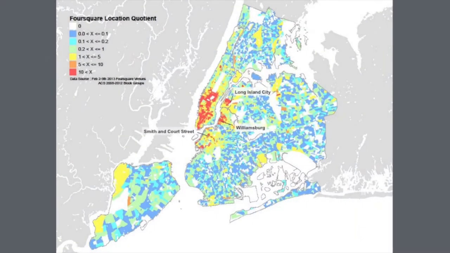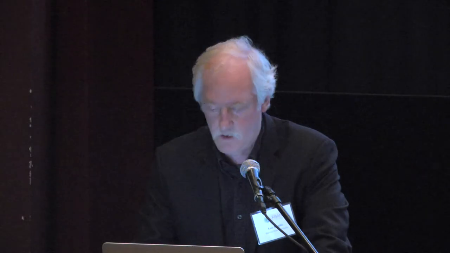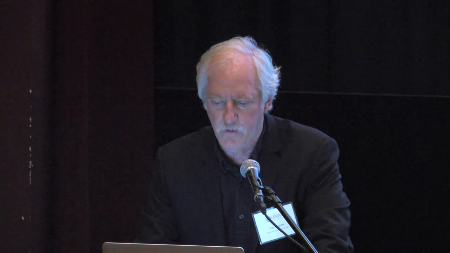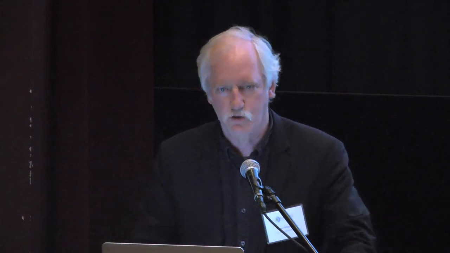What you see right off the bat is a concentration in Manhattan, but also in some of the hip new areas like Long Island City and Brooklyn, you see a lot of blue. But also the middle part, the green and the yellow, are not interesting. They're not extreme. So this is what I call an outlier map, where you pull the attention to the extremes.